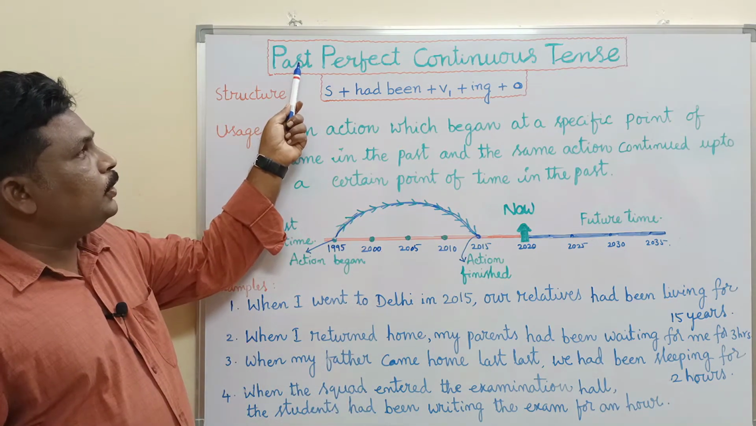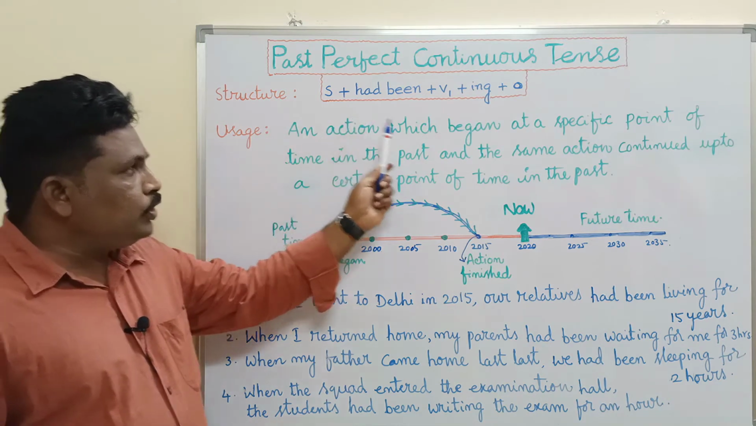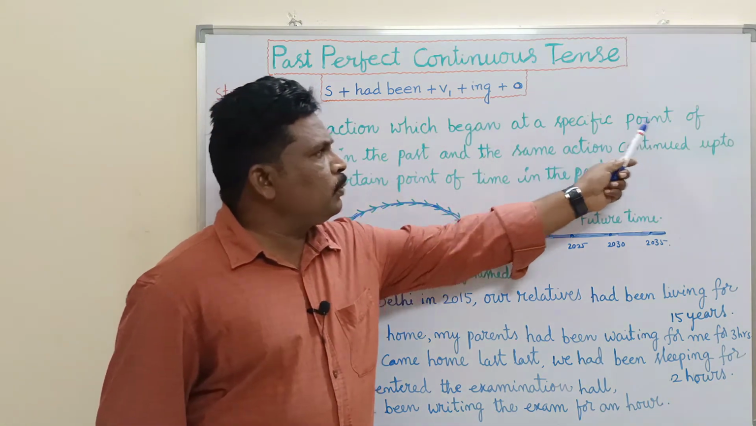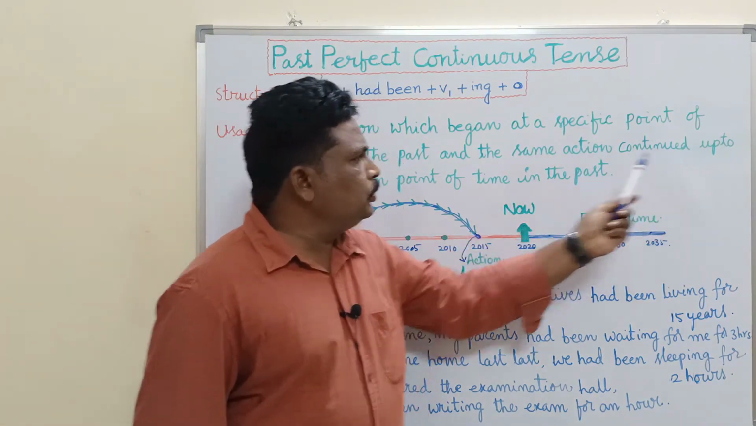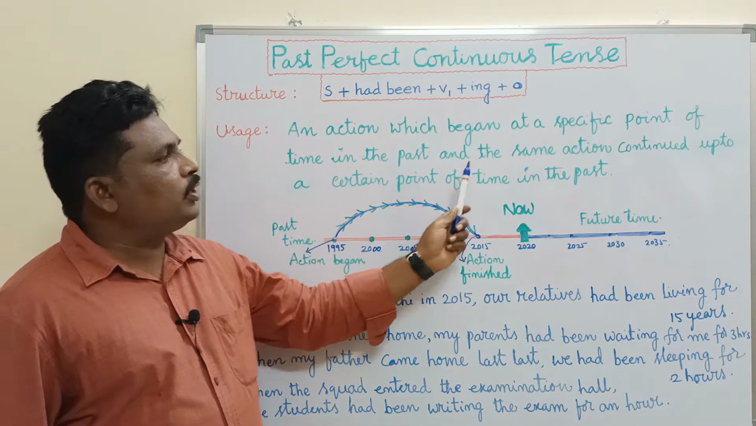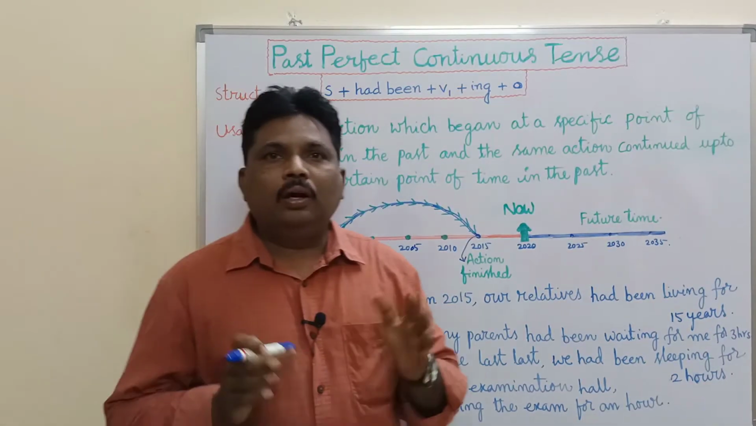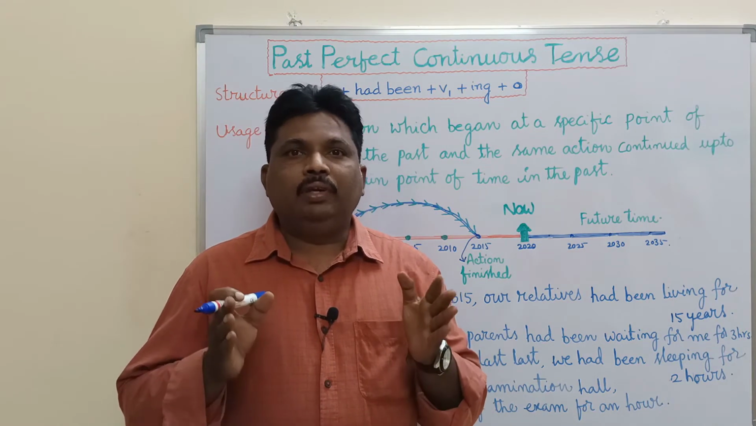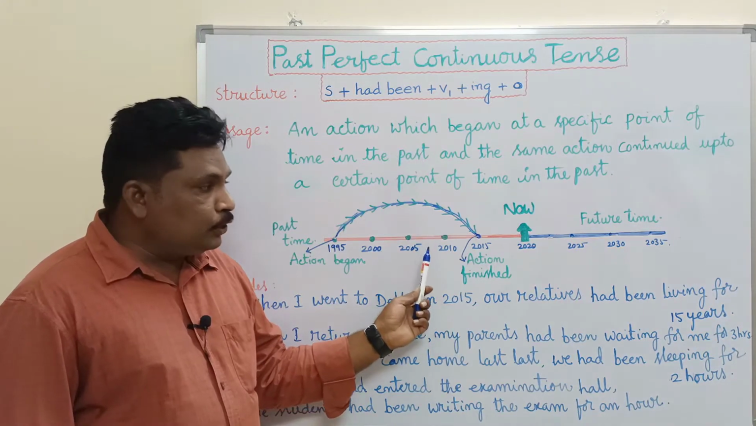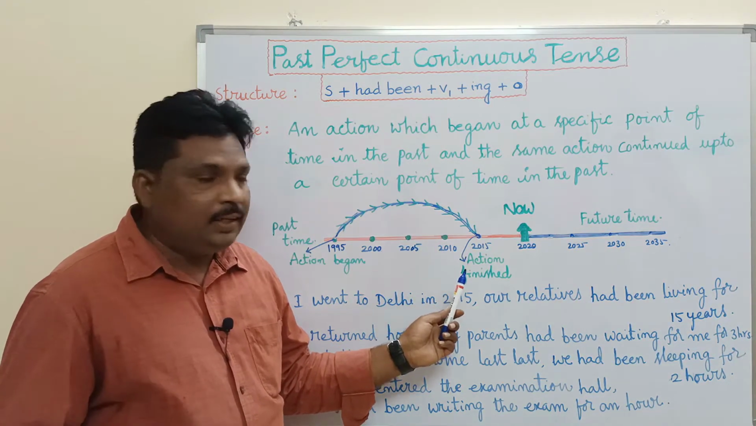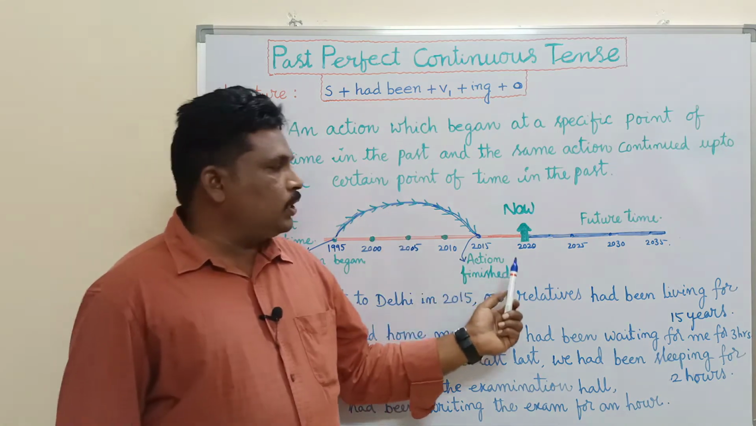Past perfect continuous tense is used to express an action which began at a specific point of time in the past and the same action continued up to a certain point of time in the past. See, the usage seems to be long, but I will explain it in a very detailed manner. Listen to me. In order to make you understand easily, I have drawn this time scale. Okay, look at this time scale.